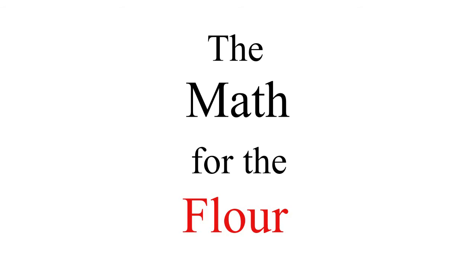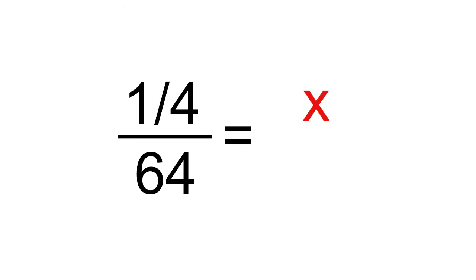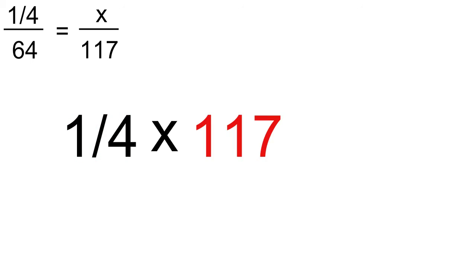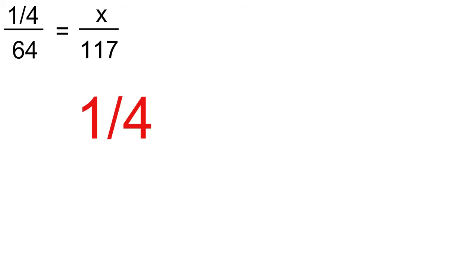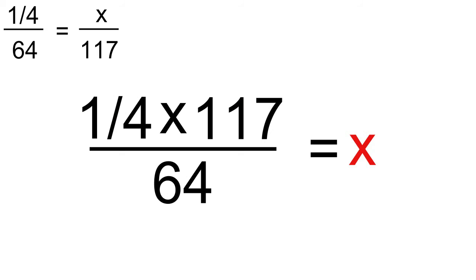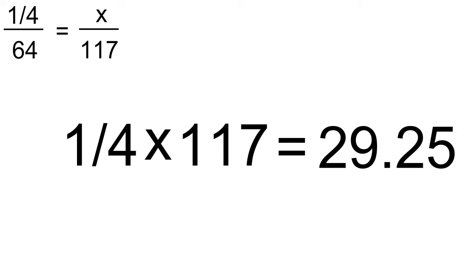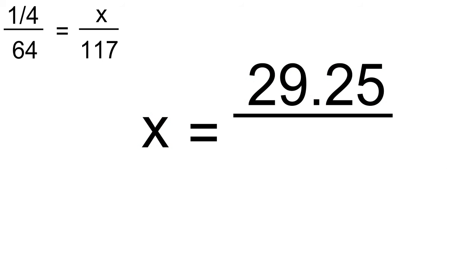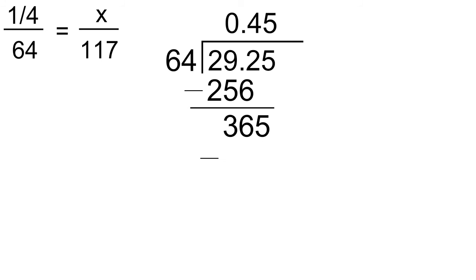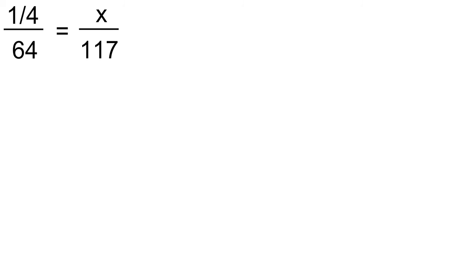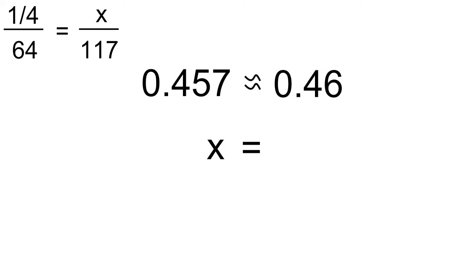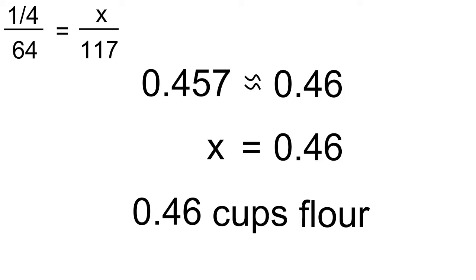The last ingredient is flour. The recipe calls for 1/4 cup flour, so the math is 1/4 over 64 equals X over 117. 1/4 times 117 equals 64X, or 1/4 times 117 over 64 equals X. 1/4 times 117 equals 29.25, so X equals 29.25 over 64, or 29.25 divided by 64. The answer is 0.457, which I rounded up to 0.46. X equals 0.46. 0.46 cups flour.